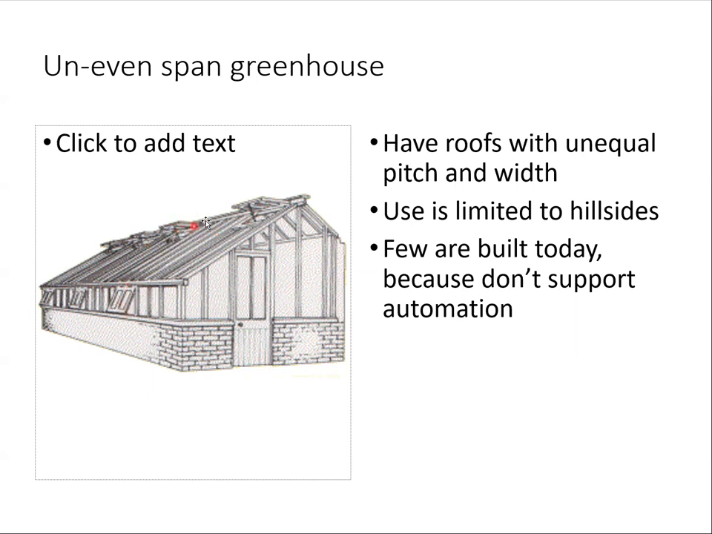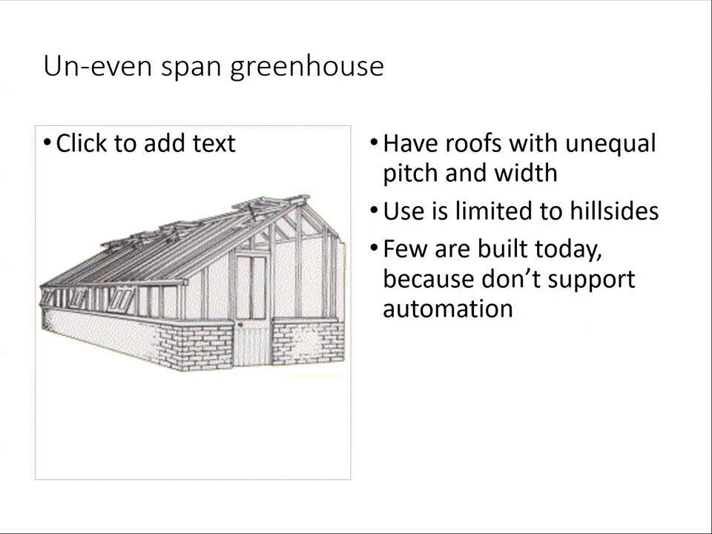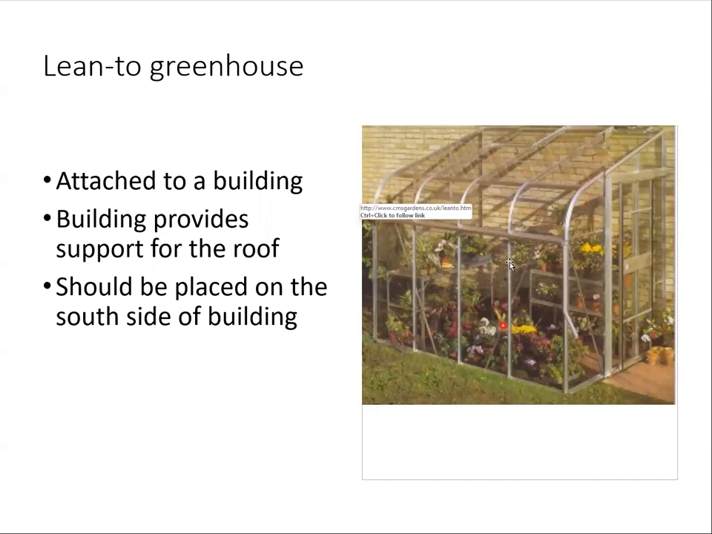Now, there are systems, and when we talk about heating, there are some regions that do pretty much all passive solar heating of their greenhouses. What they do is a bit of a combination between a lean-to and an uneven span greenhouse. The reason that they do it this way is that there ends up being some reflected heat off of the structure that it's leaning up against.